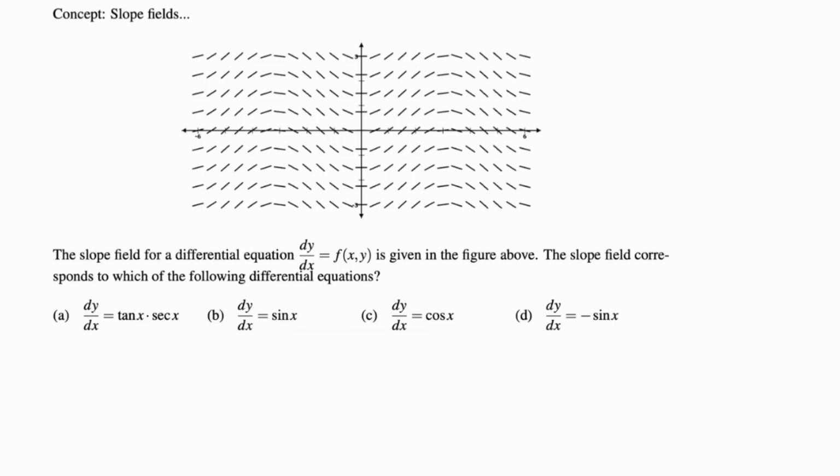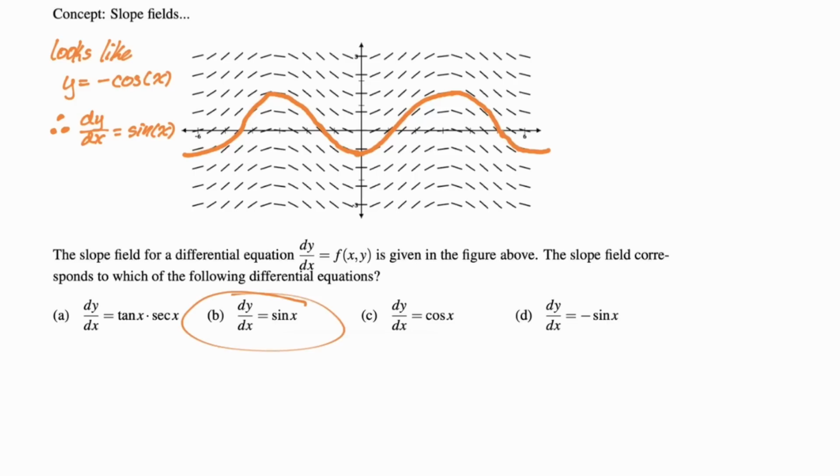Slope field for the differential equation dy/dx is given. The slope field corresponds to which of the following differential equations? So in this particular problem, the technique that I would use is, I think I can draw a solution curve. So in that case, I would draw something like this, and then I would just ask myself, what does that look like? I think that kind of looks like negative cosine, which means that's what y is equal to. So the differential equation should just be the derivative of that thing. The derivative of negative cosine is positive sine. And so I think from there, we can just select our answer.